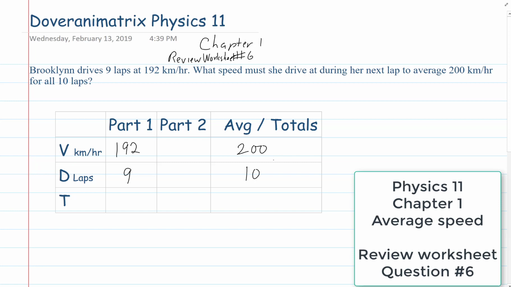Now I have a weird unit of distance, which is a lap. We don't know how long that is, but as long as all the distances are in laps, it'll be fine. So this will be 1 lap for the second part. All the velocities will be kilometers per hour, and the time units are going to be crazy. D over V is what time is, and the distances are in laps.